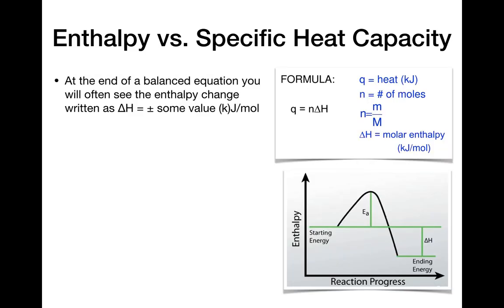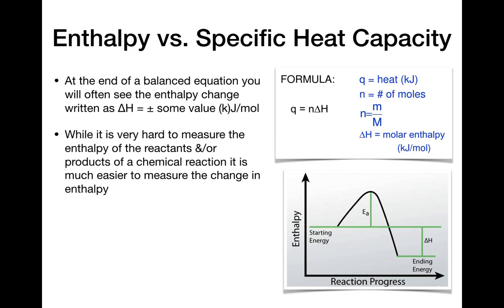Okay, so most of the time in the practice we're doing today, when you want to know about the energy of a reaction, at the end of a chemical reaction's equation you'll see where it says delta H and then some value. And that's showing you the energy of that reaction. If it's a positive value, that's an exothermic reaction. If it's a negative value, it's an endothermic reaction. And usually it's measured in joules per mole or kilojoules per mole.